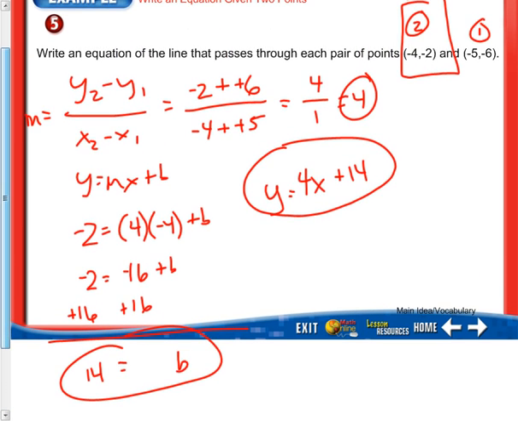So again, there might be a little bit more work to show using this method, but some of you might prefer doing it this way. Otherwise, we do the y minus y1 equals m times x minus x1, and for examples of how to do it that way, be sure to watch the other video.